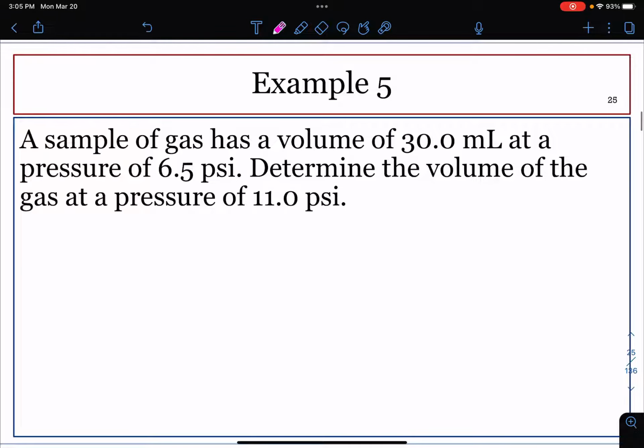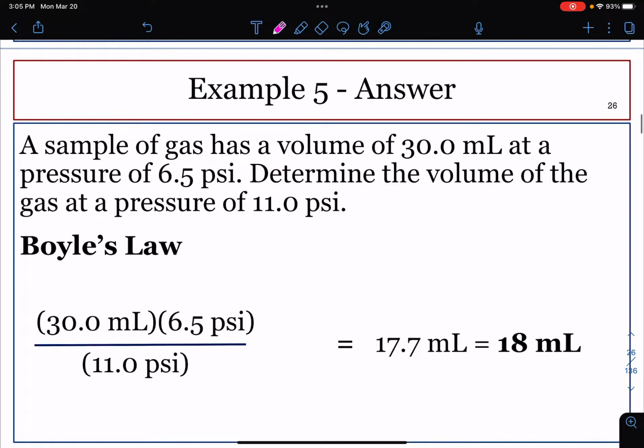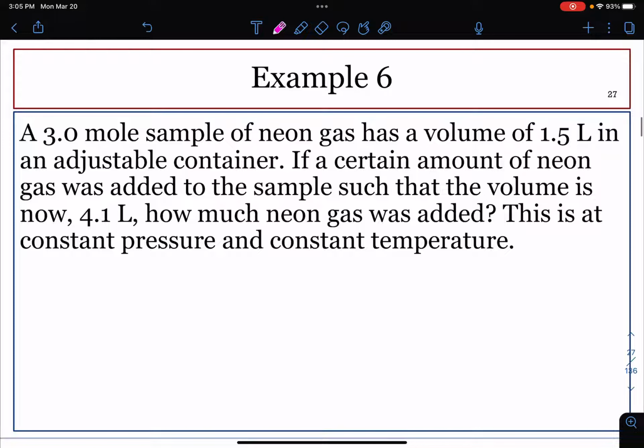See if you can solve this problem. Almost identical to problem 4, where we use Boyle's law. Our PSI is canceling, and we're left with milliliters. See if you can pause to work this problem out.